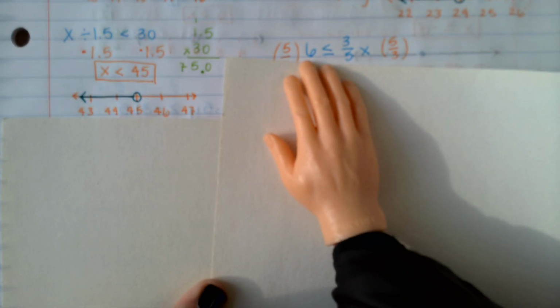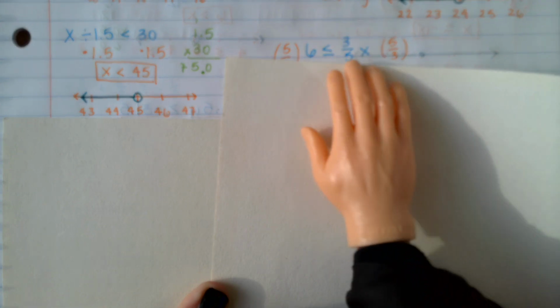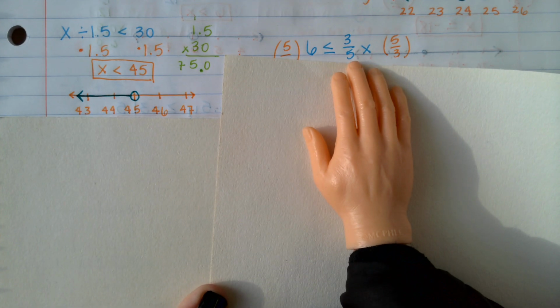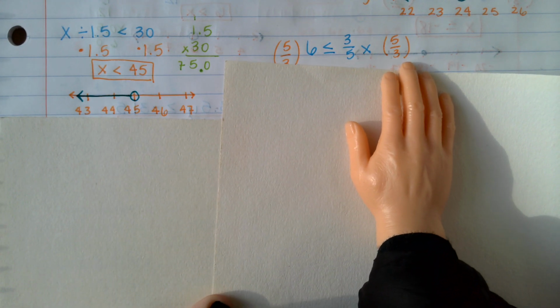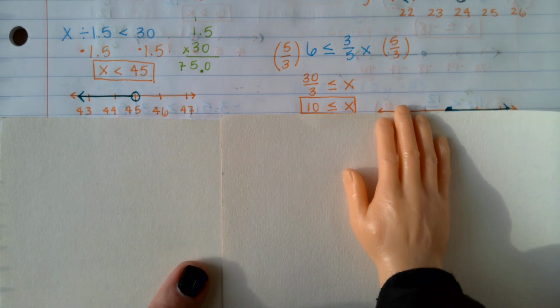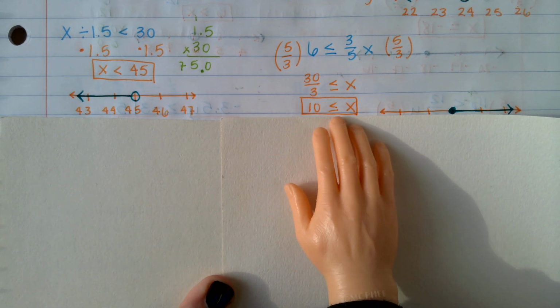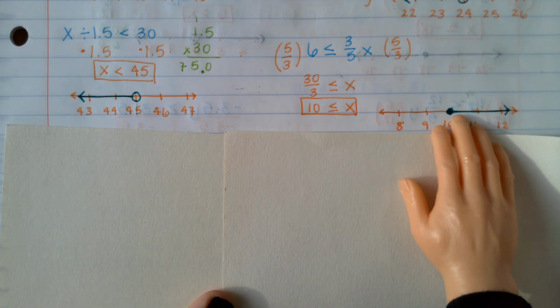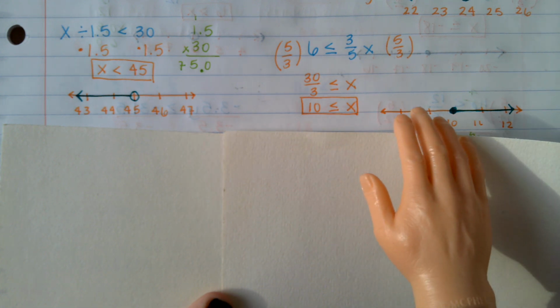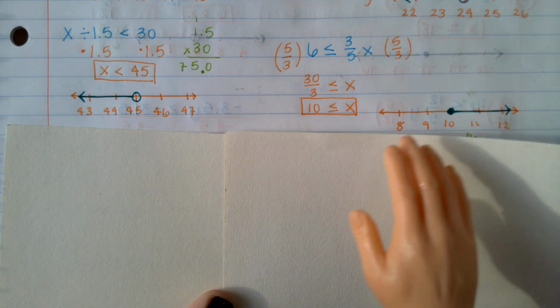Over here we have 6 is less than or equal to 3/5 x. We need to divide by a fraction, and the way we do that is to multiply by the reciprocal. So you flip the fraction and multiply on each side, giving 30 over 3, which reduces to 10, is less than or equal to x. This has a filled-in circle because it is or equals to, and then x is greater than, so we shade the numbers greater than 10.